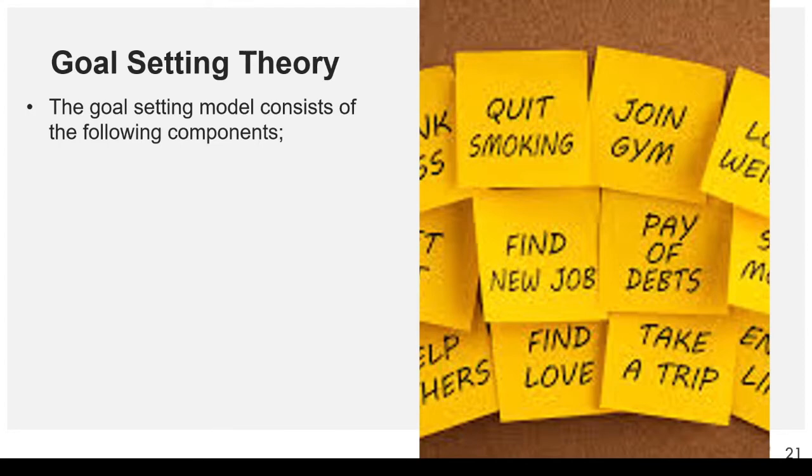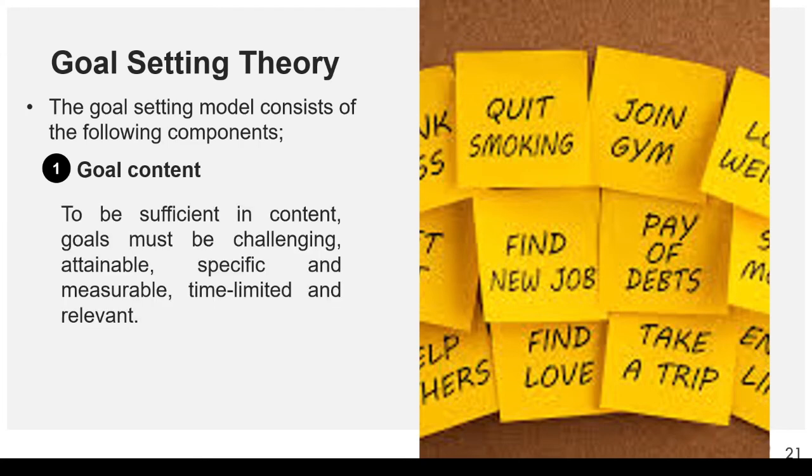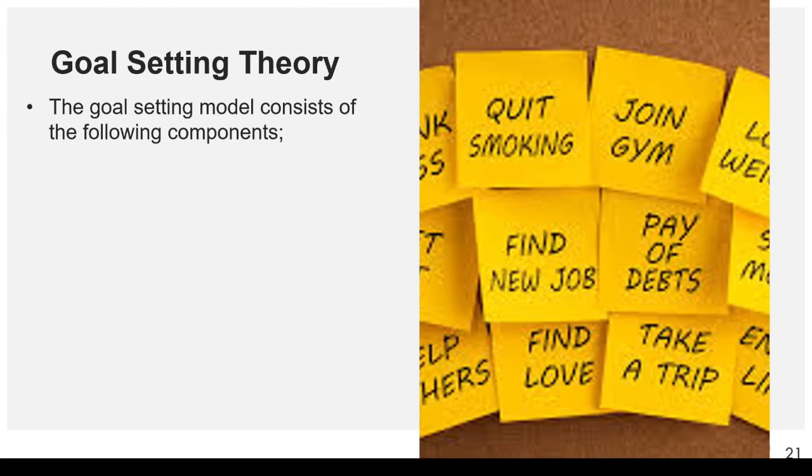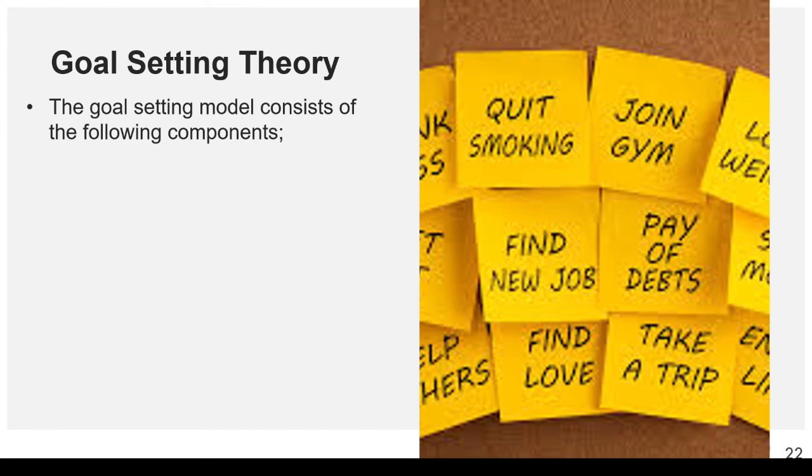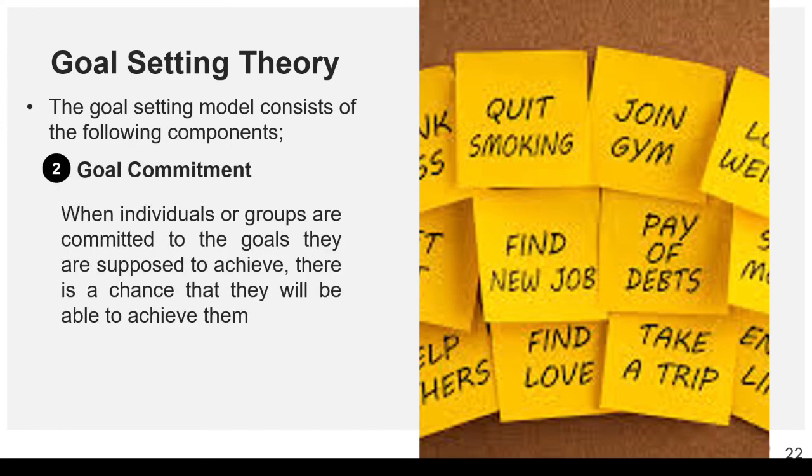The goal setting model consists of the following components. First is goal content. To be sufficient in content, goals must be challenging, attainable, specific and measurable, time limited, and relevant. The second component is goal commitment. When individuals or groups are committed to the goals they are supposed to achieve, there is a chance that they will be able to achieve them.